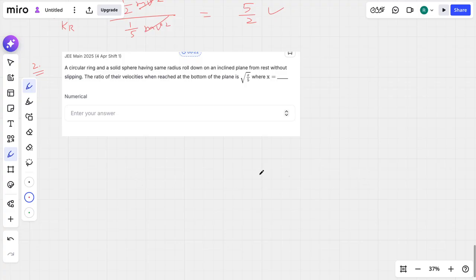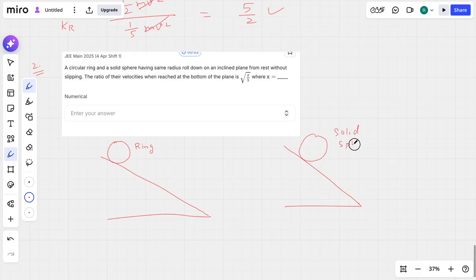So first of all, let's draw our inclined plane. In the first case a ring is rolling down. This is a ring rolling down. And in the second case, a solid sphere is rolling down. Both the ring and the solid sphere have the same radius, and the same inclined plane.